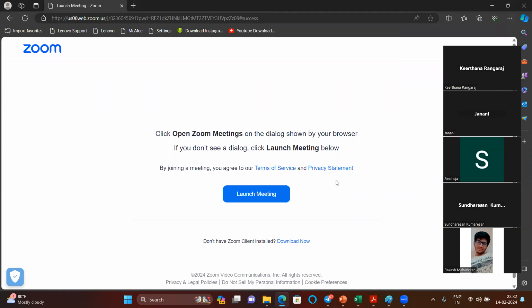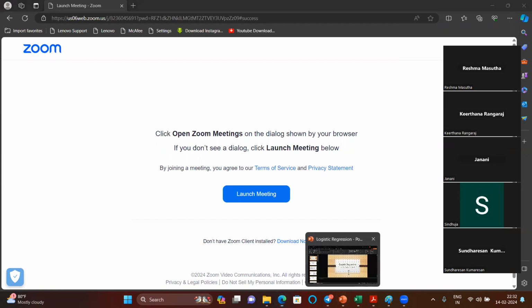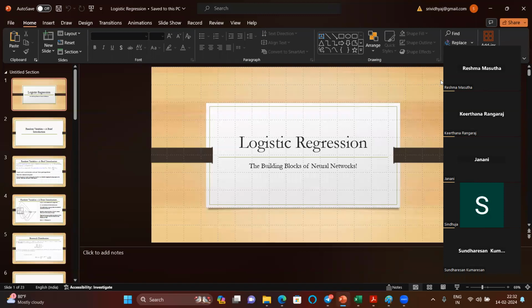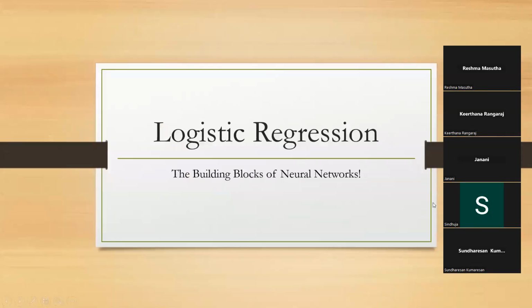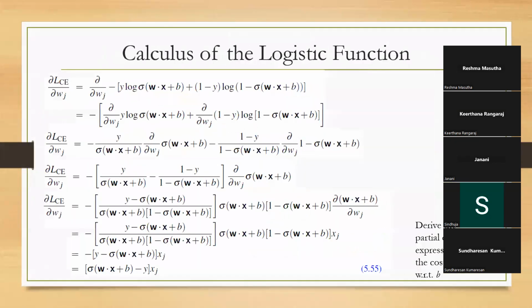So what we're going to do today is, in terms of breadth, I don't expect us to cover a lot of breadth today, but in terms of depth, we will be covering sufficient depth. All right. So we'll continue from where we left, which was logistic regression. So this is where we were.